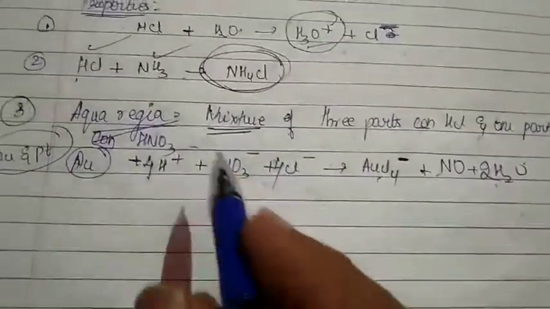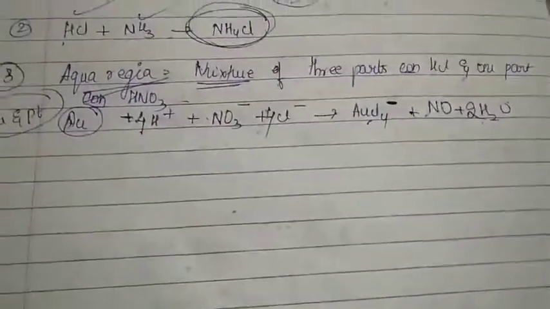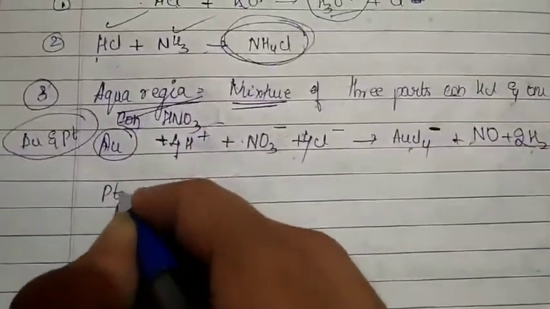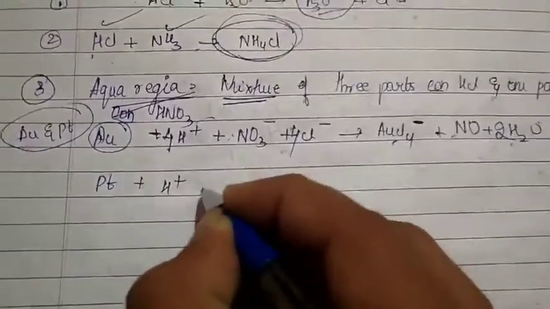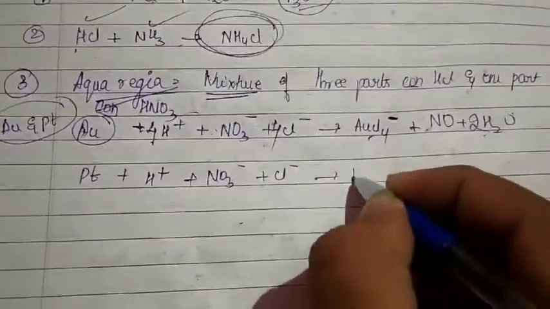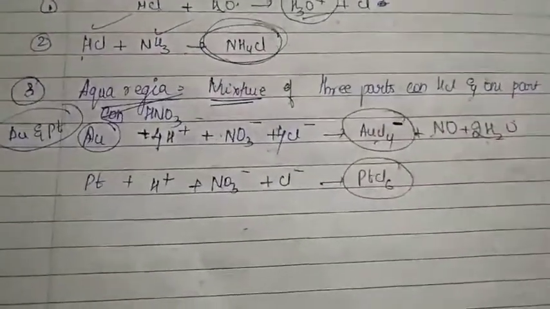So basically this aqua regia has the capacity to dissolve your noble metals. Noble metals means your gold and platinum. Similar is the case with respect to the platinum. Here we are going to treat with your aqua regia mixture. You are going to get platinum hexachloride. So whatever you are going to get, this is the simplest form.